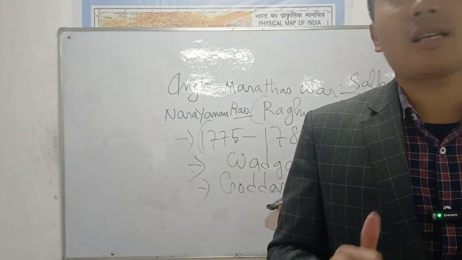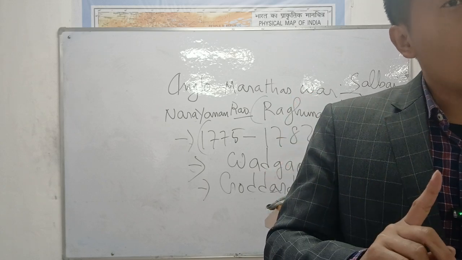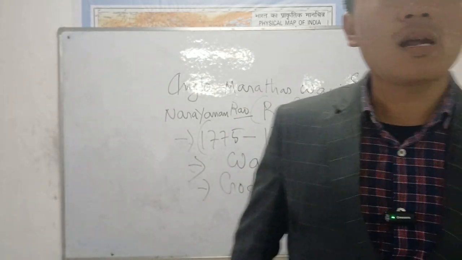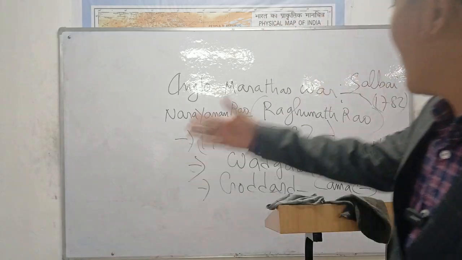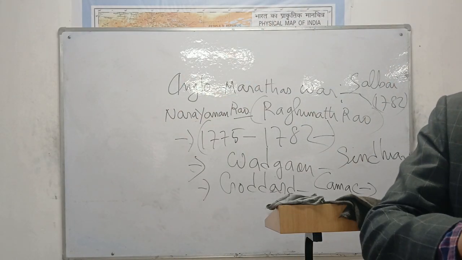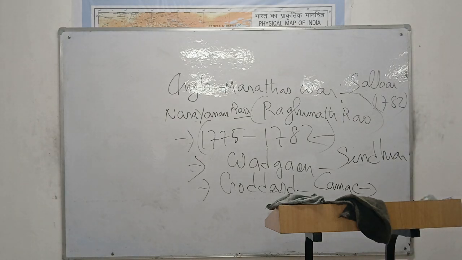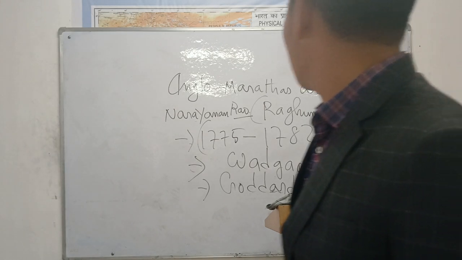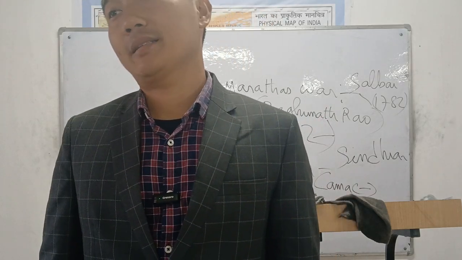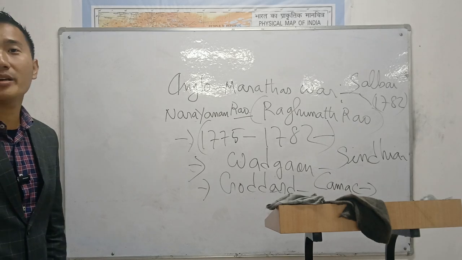The ruler of the Marathas died in the year 1775. And the English gave support to Raghunath Rao. Narayan Rao also wanted to be the new ruler of the Marathas, whereas the English supported Raghunath Rao and came into direct conflict. This is known as the first Anglo-Maratha War, 1775. It ended only in the year 1782 by the Treaty of Salbai. By which treaty did the first war come to an end? Treaty of Salbai.